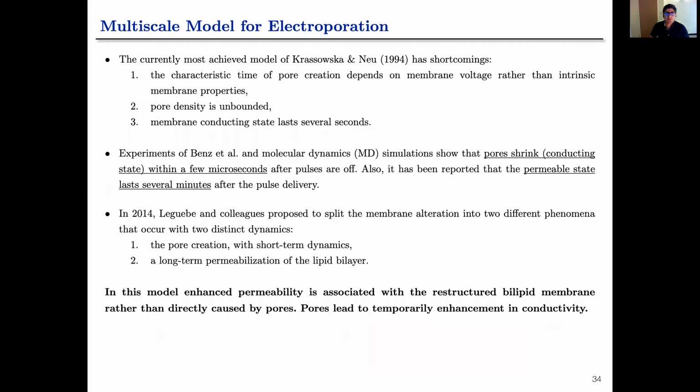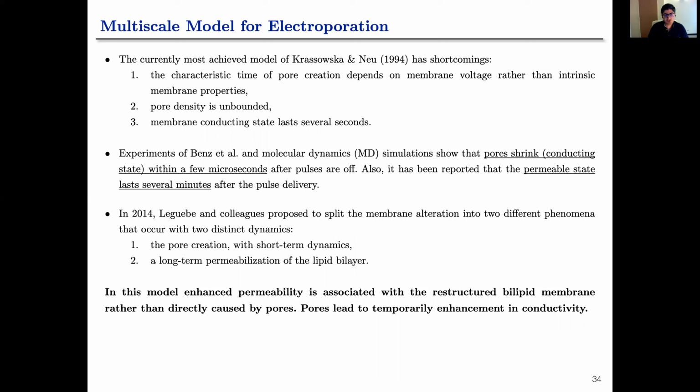So, going back to the modeling part, the model that people usually use is associated with Kraszewska and Neu in 1994, which is quite widely used, but it has many shortcomings. For example, the characteristic time scale of electroporation in their model depends on the membrane voltage, and it's not an intrinsic property of the membrane, which is physically wrong. The second issue is that pore density in their model is unbounded, which is mathematically and physically wrong. And the most important one is that there's only one time scale in that model, and it is several seconds.